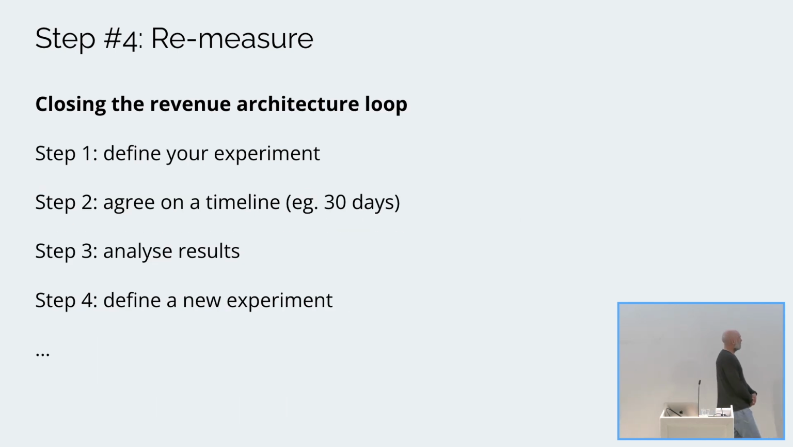So, to close the loop, first of all, define your experiment, agree on a timeline. So you don't just say, oh, okay, we're going to do it right now and see what happens, but you have to be very clear and agree with the team, we're going to do this for 30 days or 60 days or whatever, and we're going to do it consistently. Then you can analyze the results, then you're going to define a new experiment, and then you can go back to step 1. And yet again, this also will have a compounding effect.